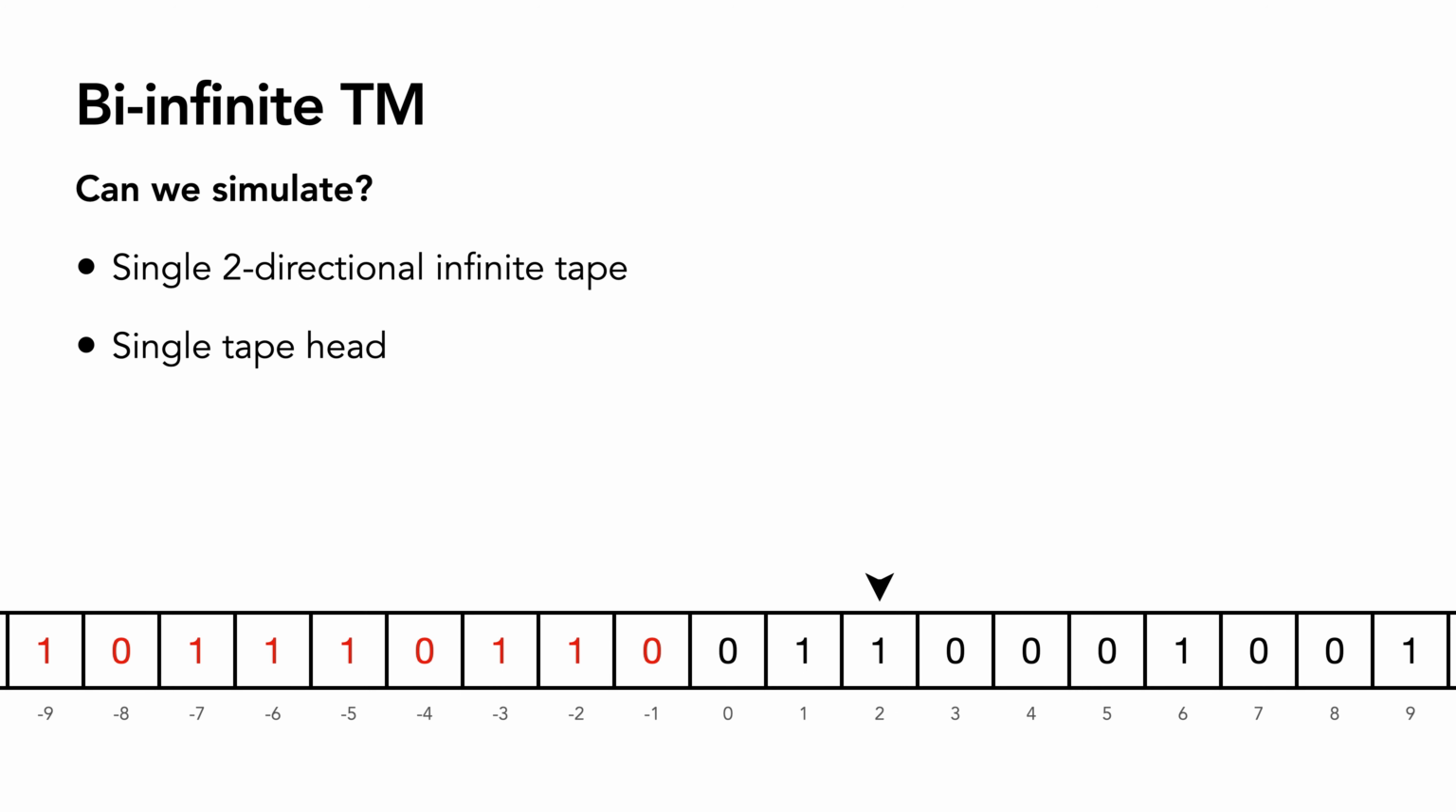Let's start out with the bi-infinite Turing machine. So here, what I'd like to know is, can we take a Turing machine with only a single directional infinite tape that only extends off to the right, and with that, can we simulate a Turing machine with a two-way infinite tape, effectively?